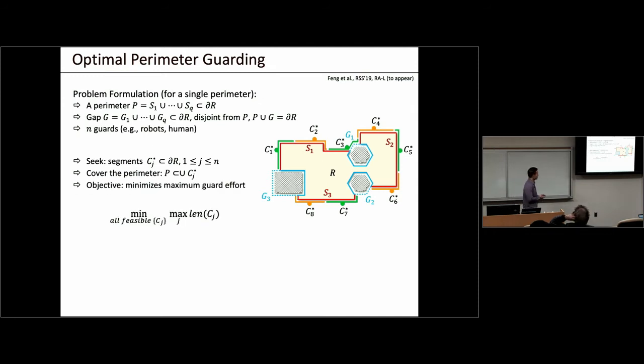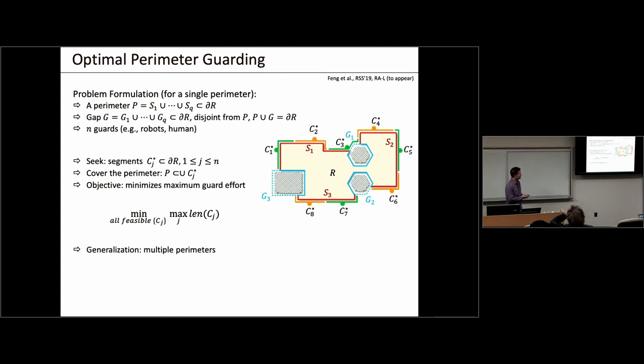So we want to essentially minimize the maximum guard effort. That is, we want to find a coverage such that the max of this length is minimized. That represents, basically, that we don't want any guard to do unnecessary work, more work than the others in some sense.